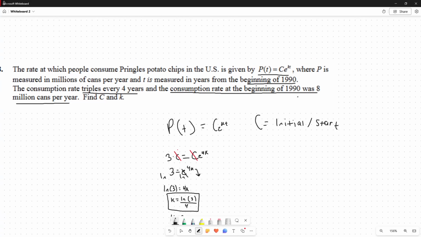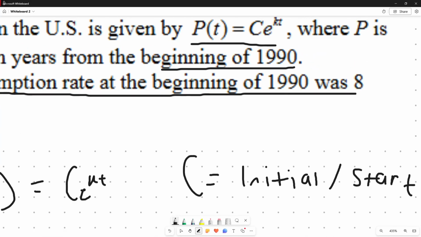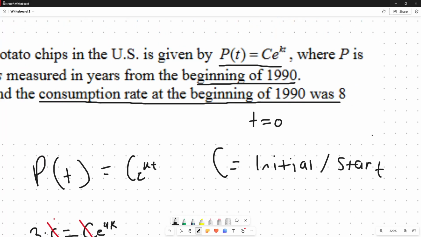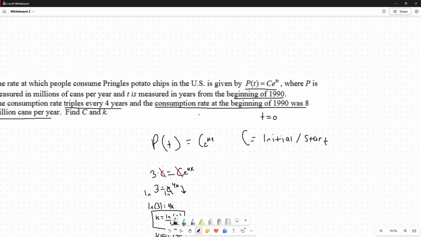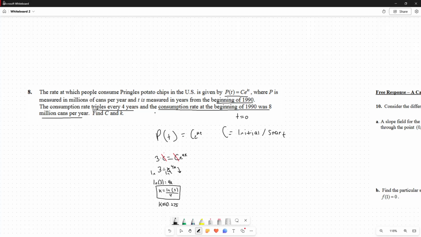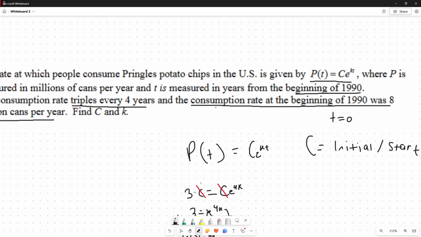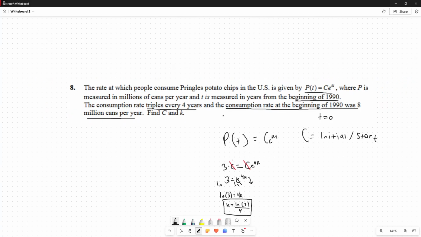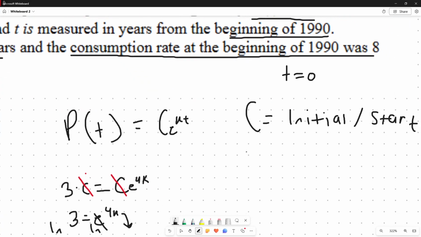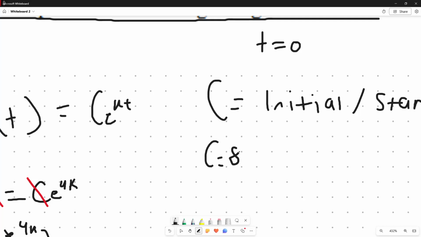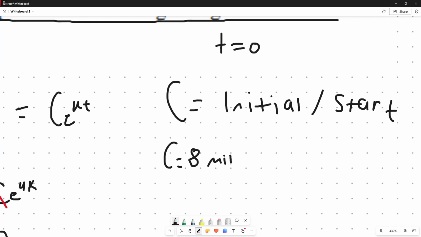Now I remember at the beginning that it said that at the beginning of 1990, that means when t equals 0. So 0 years after 1990 is when the initial value was 8 million. Because it says that P is measured in millions of cans per year. And it says that in 1990, there's 8 million cans per year. So we just know that C equals 8 million. So that's really it for number 8.